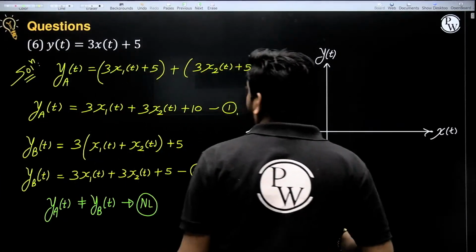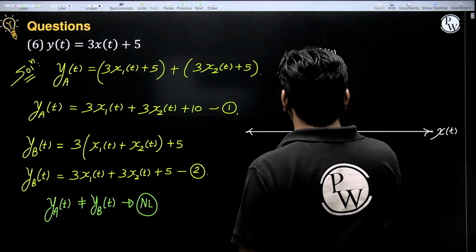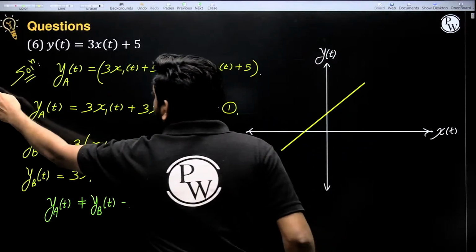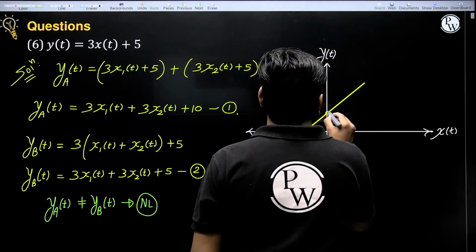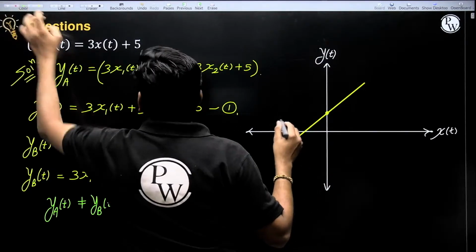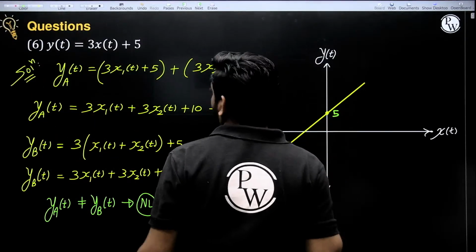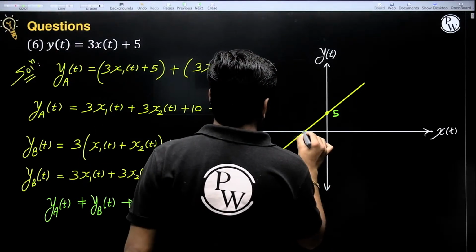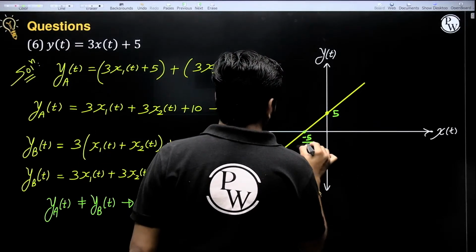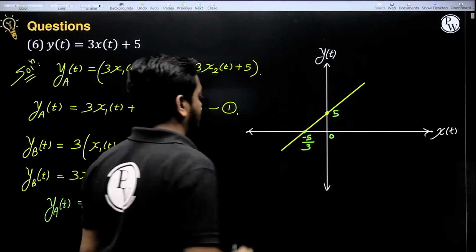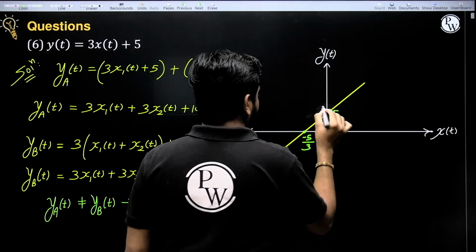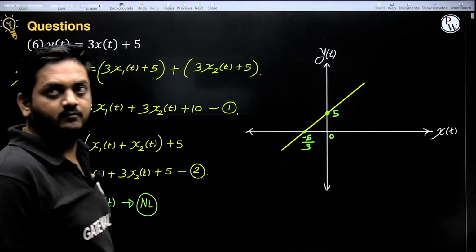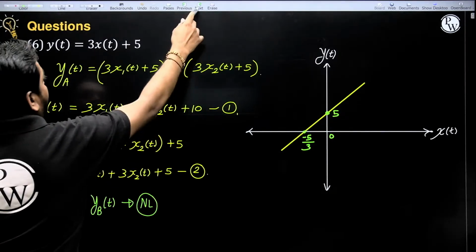So here, when x equal to 0, y equal to 5, and when y equal to 0, x equal to minus 5 by 3. This is a straight line but not passing through the origin. That's why we can say non-linear. Fine.